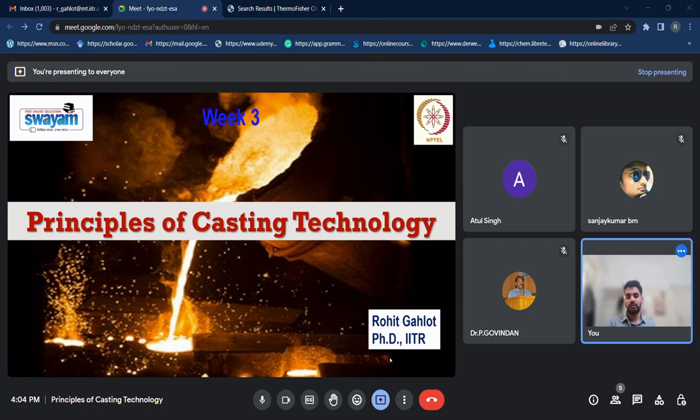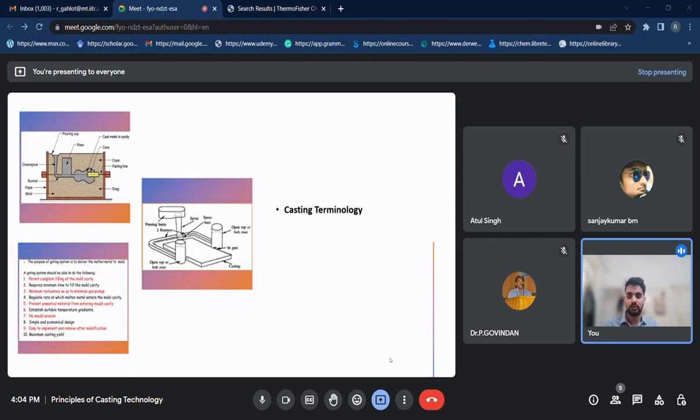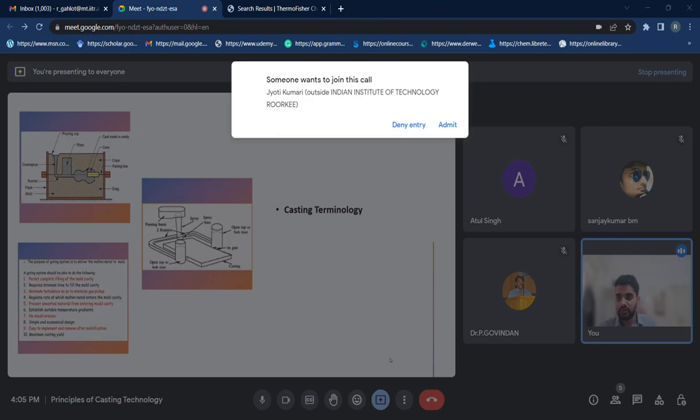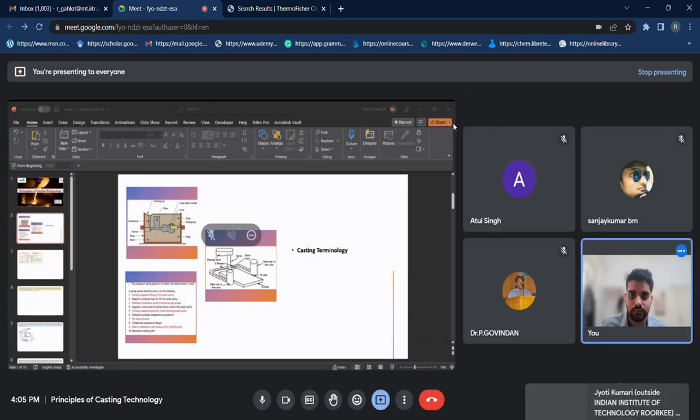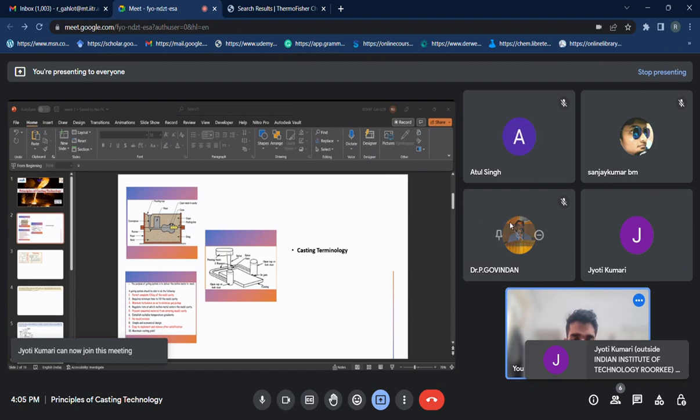Okay, so today we will be solving some numericals, majorly some numericals of the mold filling. And before that, I will be briefly recapitulating this casting terminology, and briefly derive the top gate and bottom gate filling derivations.